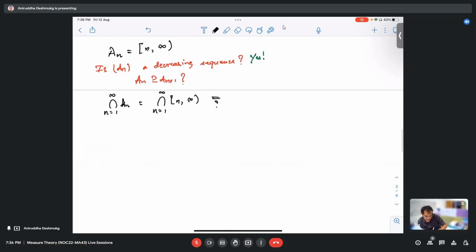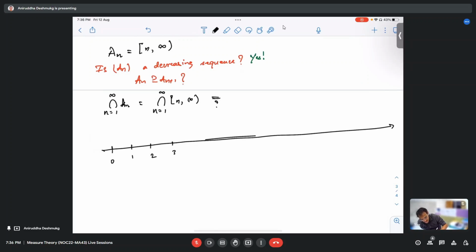So, to understand this, let us again draw a figure. This is 0 and this goes to plus infinity. 1, 2, 3 and so on till n. The first interval starts from here and goes towards the right. The second one starts from here, the third one starts from here, and so on. So what can you say? What is the intersection? Empty set. Why do you think it is empty?